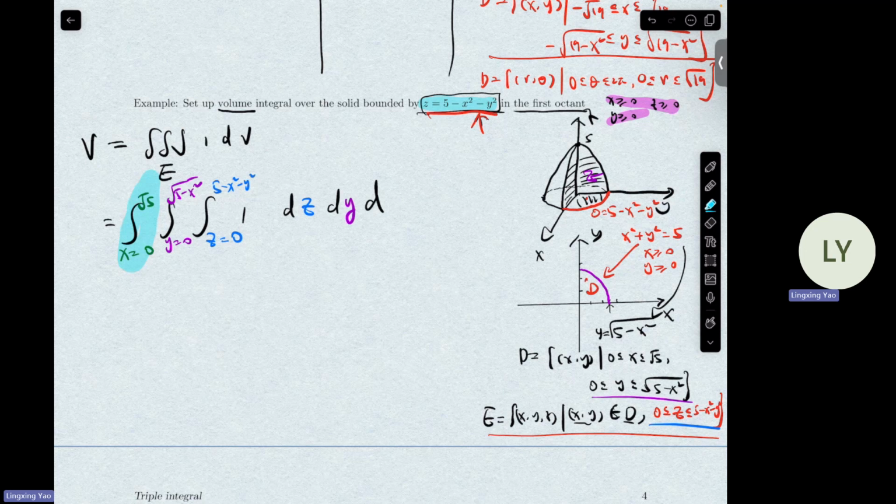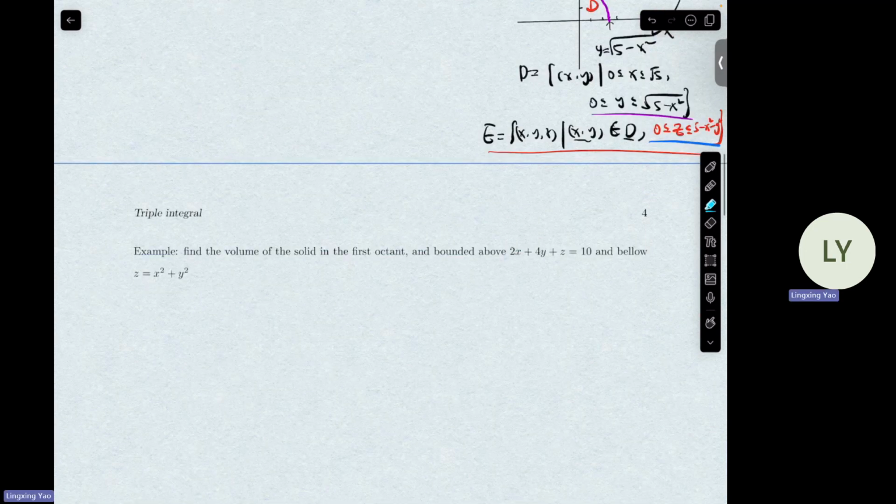So now you can see, you still need to have some idea about the geometric representation. Otherwise, you will have a really hard time figuring out where this solid is and how to set up the boundary for each integration variable in this iterated integral. Right? Now maybe let's look at another example.